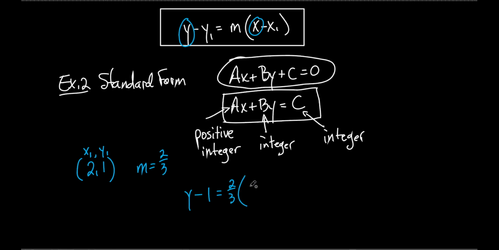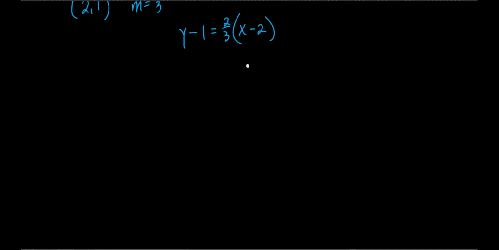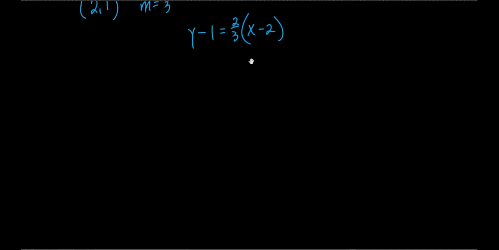2/3 times x minus x1, which is 2. And now you just simplify this to make it look like this. So we're going to keep the x's and the y's on the same side, and we're not going to have any fractions. You could get rid of the fraction right off the bat. I'm not going to. I think they do, if I remember right. I was looking at how they did it. I'm just going to work it out. Just watch what I do. It's just basic algebra here.